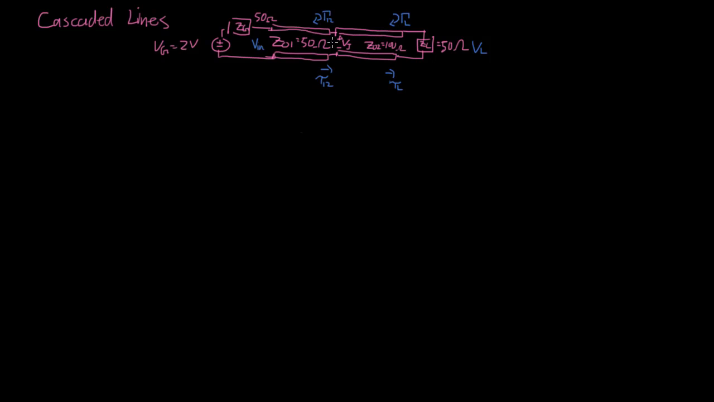Once this wave goes back, you're going to hit another junction over here, right? And since there's a mismatch, some of the reflection is going to happen over here. I will call this gamma 2,1, the reflection from line 2 going into line 1, and some of it is going to go through. So there's also going to be a tau 2,1 going from 2 to 1.